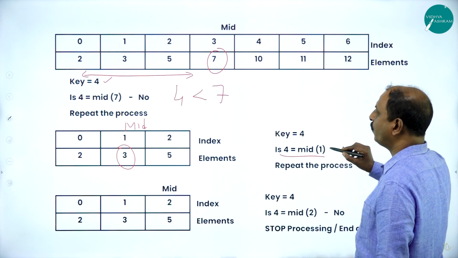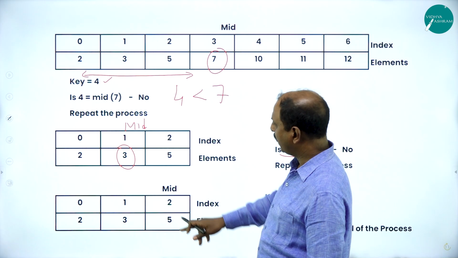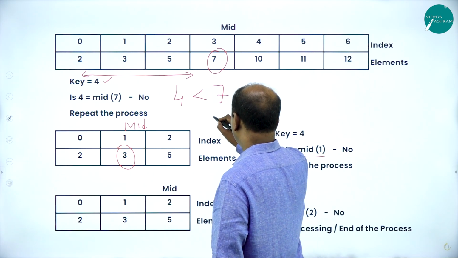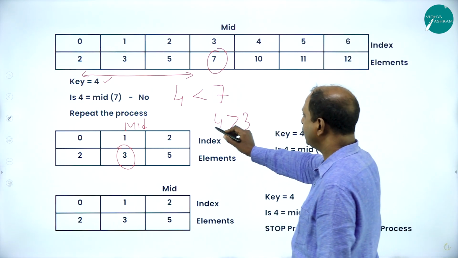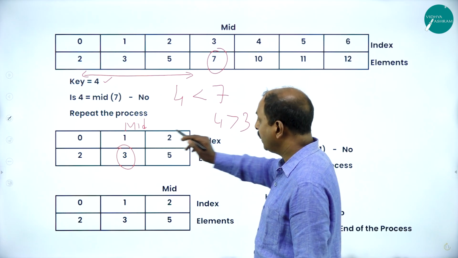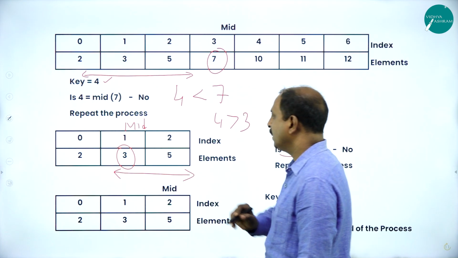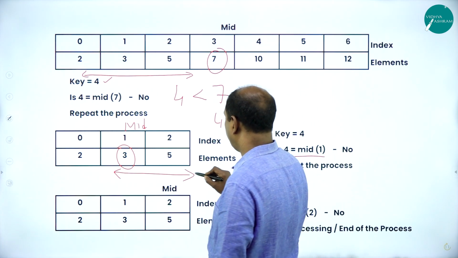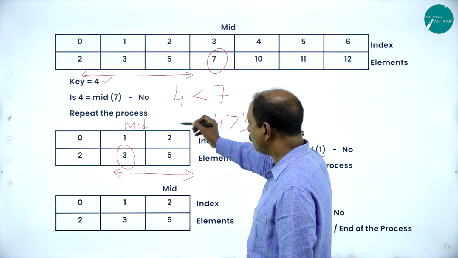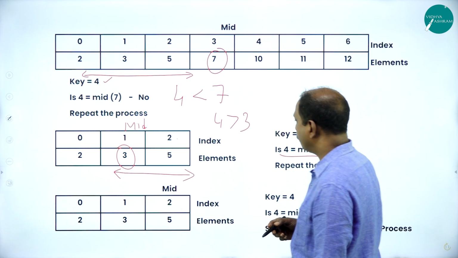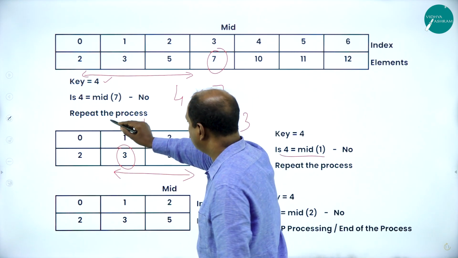Now compare: is 4 equal to 3? 4 is not equal to 3. But 4 is greater than 3, greater than the middle element. We have to observe this. Then we have to search on the right-hand side, between these two elements. Accordingly, the first index is the middle element plus 1, and the process repeats with these two elements.